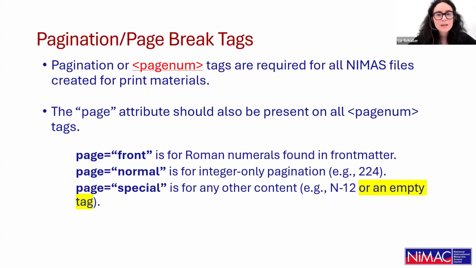Another really important element that we find in every single NIMAS file are page numbers or pagination. Page num tags are required for all NIMAS files, and the page attribute should be present on all page num tags. There are three attributes that you can use with the page num tag. Page front is for Roman numerals that are found in the front matter. Normal is for integer only pagination. It's kind of your standard numerical pagination. And then special is for any other content, including empty tags.